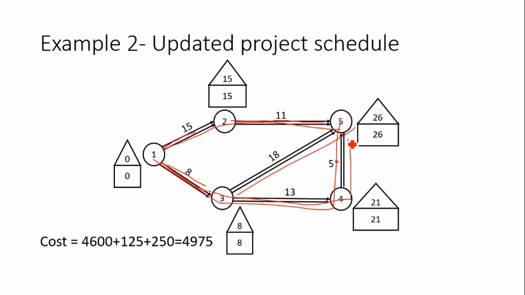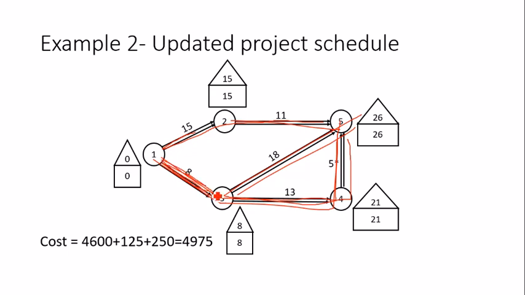Along both the paths there was no activity common to them. One path was completely different, and the other path was completely different. They did not have any common activities. But this time you can see that path 1 to 3 to 4 to 5 and 1 to 3 to 5 have this 1 to 3 activity common in them.